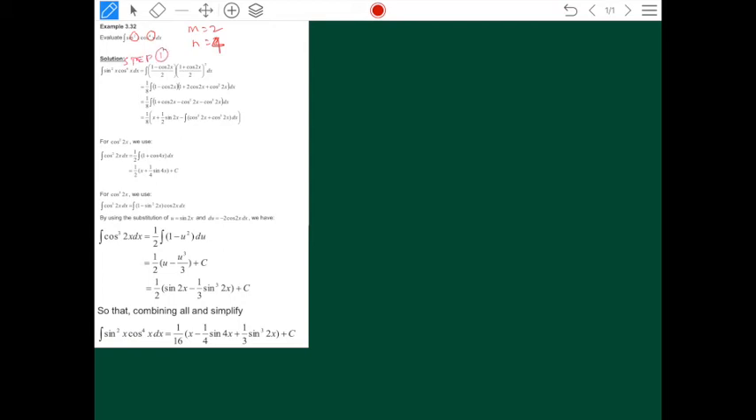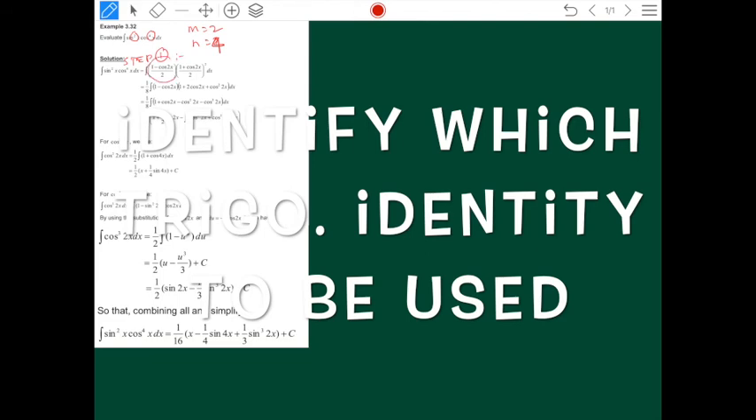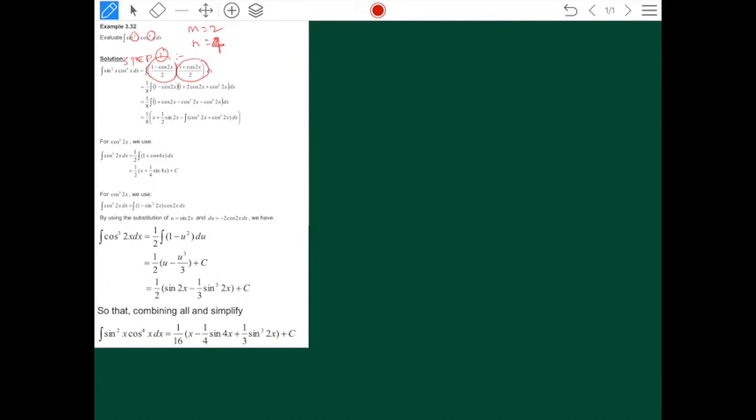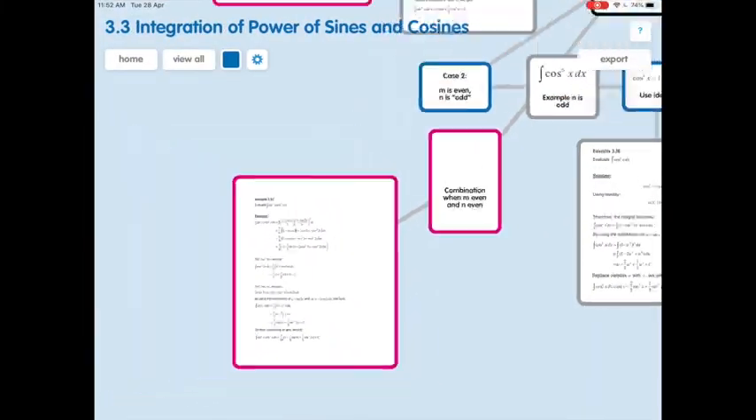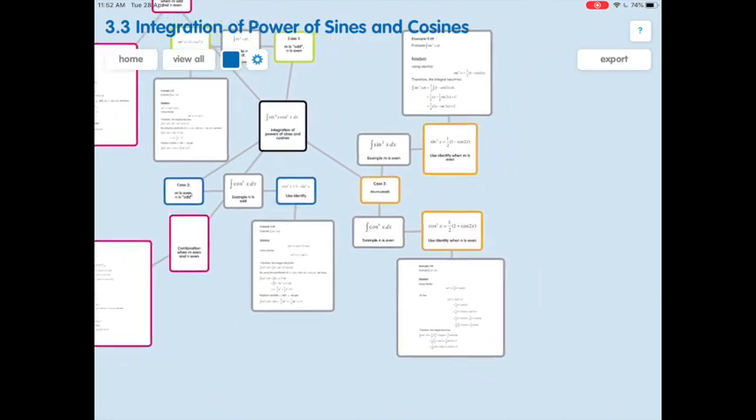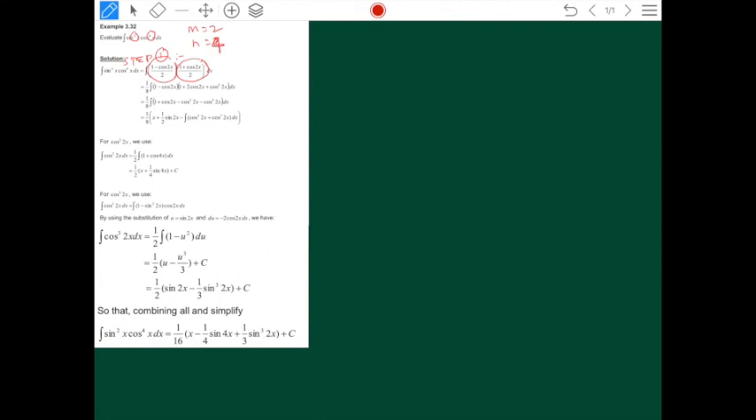So the first step is, we need to identify the trigonometry identity that we're going to use. So this is the trigonometry identity, please remember it. So if you check it out here, what happens if you want to use the even powers? We use here half 1 minus cos 2x, and half 1 plus cos 2x.